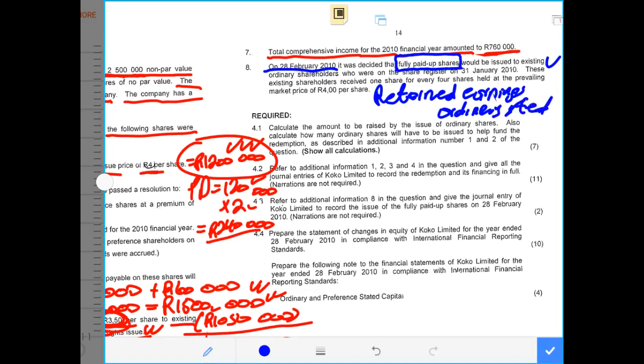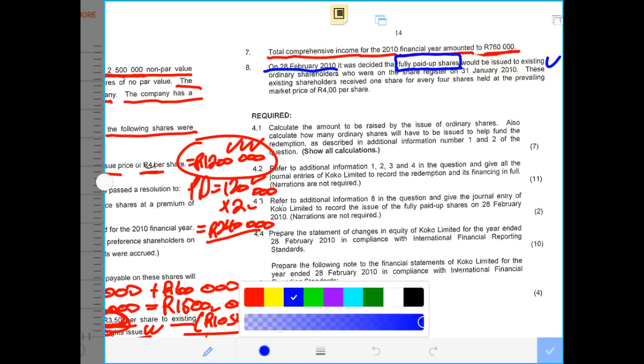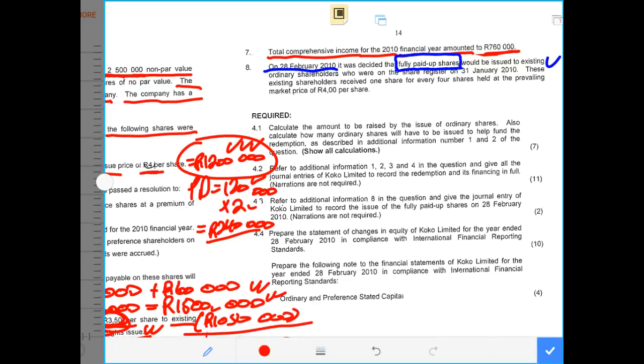Then after that, the journal entry whenever you are dealing with the capitalization issue. The capitalization issue is when the shares are issued for free to the existing shareholders. Take note of that. At the same market price. And now let me emphasize the date when it comes to this transaction because it is very crucial again. They say on the 28th of February 2010, the company decided for fully paid up shares to the existing shareholders who were on the share register on the 31st of January in the year 2010.